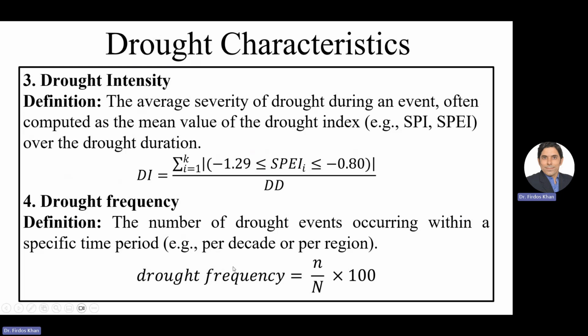But if you want to calculate the percent of drought frequency, then you need to divide small n, the number of drought events, by the total time period. Suppose you are considering months. So this is the number of months in which the drought is occurring, that means the drought index value is less than that particular threshold value, divided by the total number of months, and simply multiply by 100, you will get this in percentage.